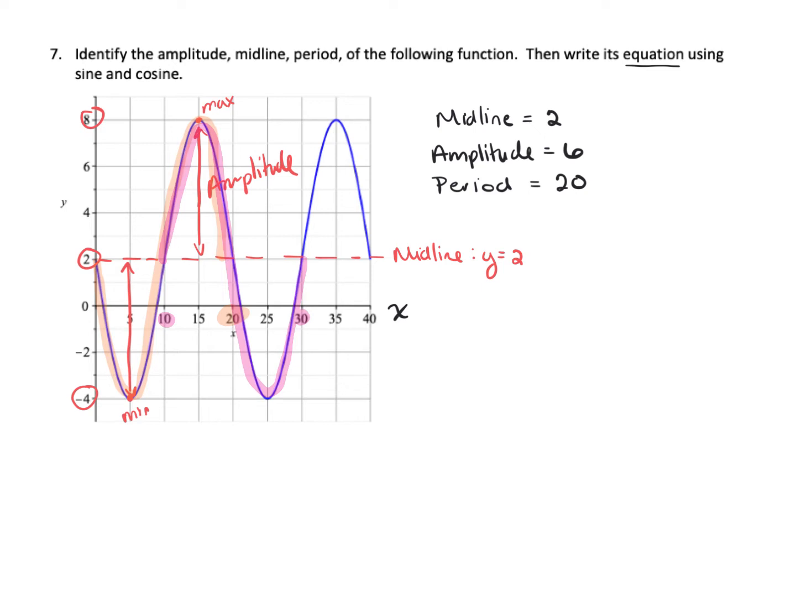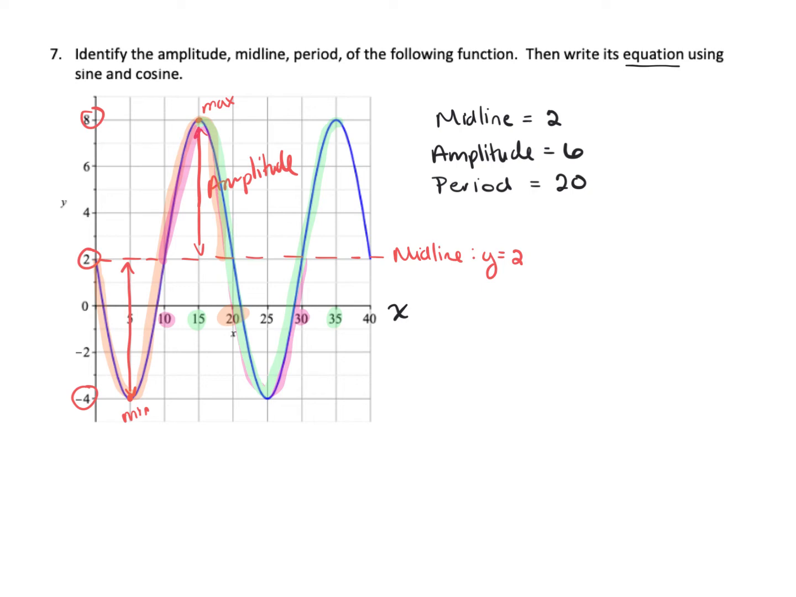If you are looking at a positive cosine function, again, I'll pick a different color, I'll use green. Positive cosine always starts at a maximum value. So if we take a look at positive cosine, one full rotation starts at x equals 15 and ends at x equals 35. So if I subtract 35 minus 15, that difference is also 20. So notice the period is still 20.